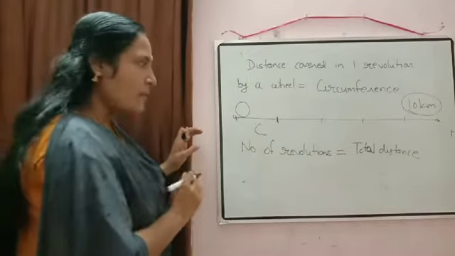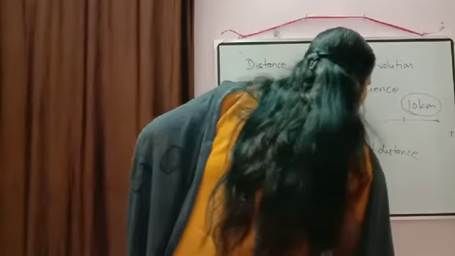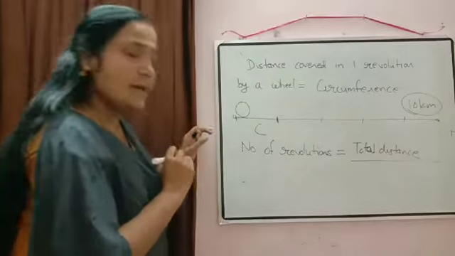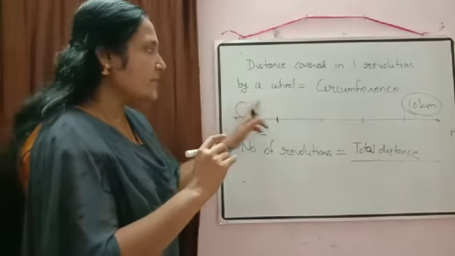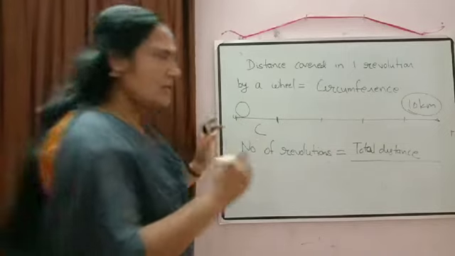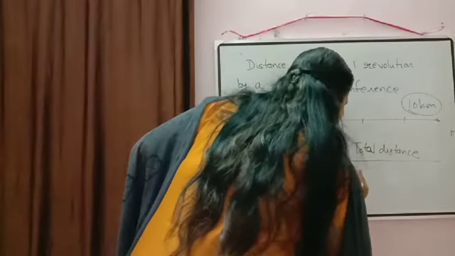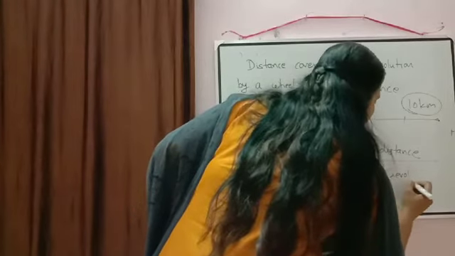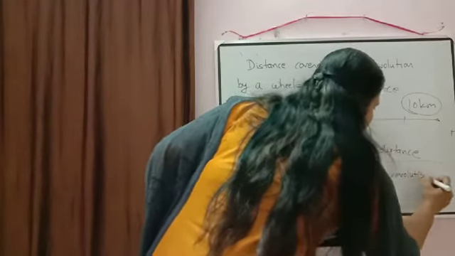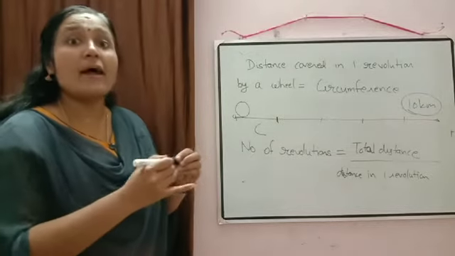So for that, the formula will be equal to total distance by distance covered in one revolution. Total distance by distance in one revolution.